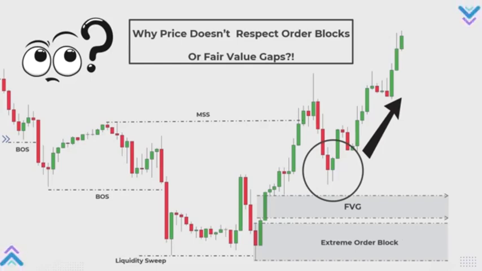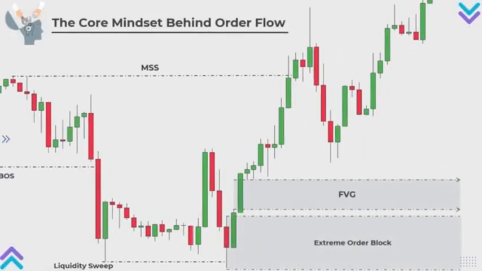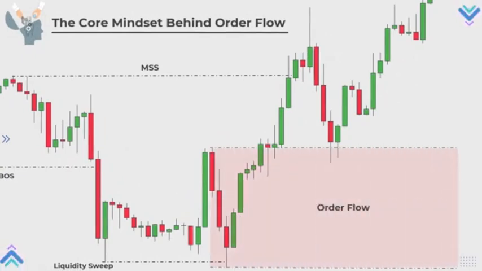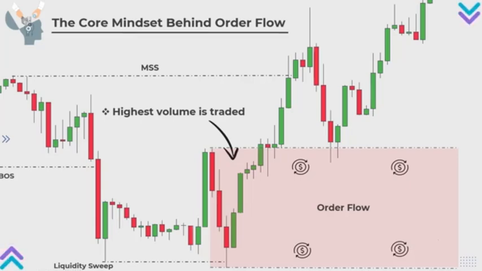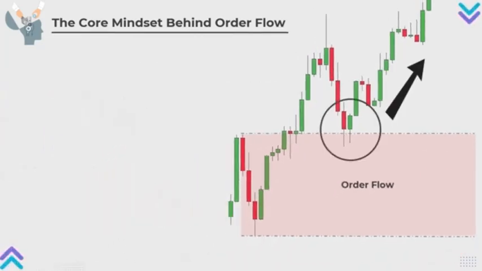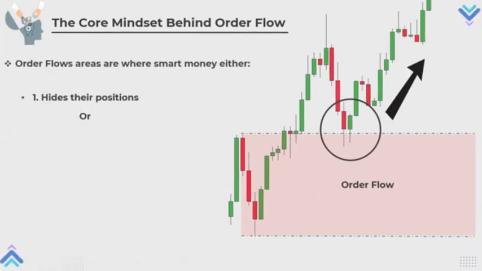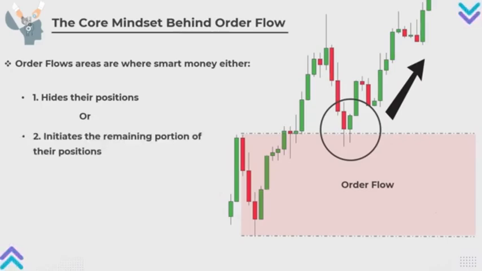Many traders overlook this concept in their trading models, but mastering it is essential for more accurate market structure mapping and analysis. So, what is the core mindset behind order flow? At its core, order flow highlights areas on the chart where the highest volume is traded before a drastic upward or downward move. These areas are where smart money either hides their positions or initiates the remaining portion of their positions. When the price returns to these zones, it often reacts and reverses in the opposite direction.